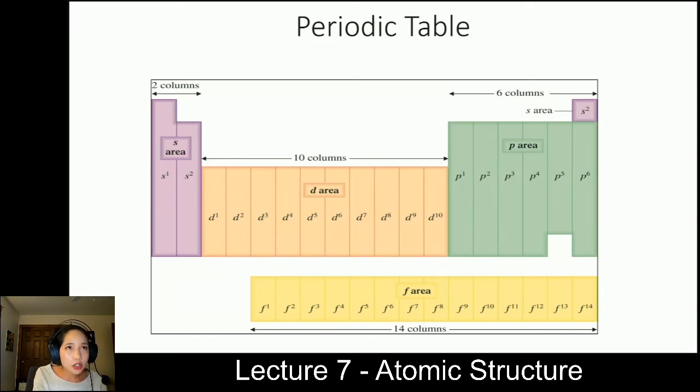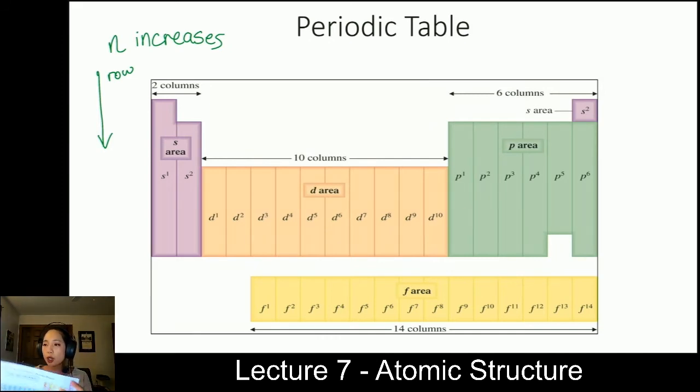Remember previously we did talk about energy levels, our N values, our shells. We know that our N value increases as we increase our row numbers or our period numbers as we go down the periodic table. Row 1, where hydrogen is, that's N equals 1. Lithium starts N equals 2. Sodium is our N equals 3, and so on. So we have that covered. What about the other quantum numbers, our subshells? Thankfully, the periodic table, because it's arranged by periodic properties, tells us our subshells for us.